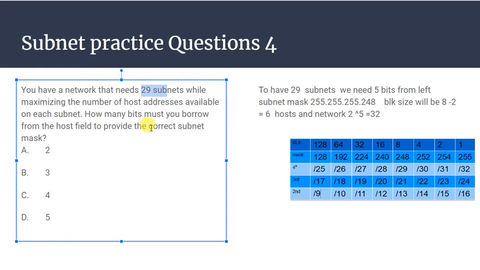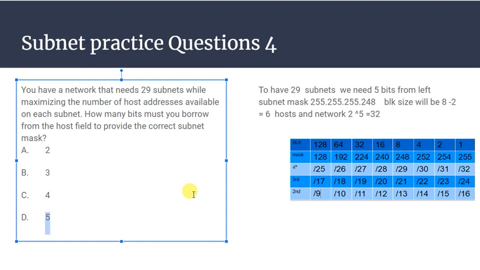Okay, to have 29 subnets we need how many bits? 5 bits. Okay, so if you take the 5 bits from the left, that is 1 2 3 4 5, that is 5 bits. If you take the subnet mask, the block size will come to 8, so 8 minus 2, 6 hosts, and 2 to the power of 5. So how many bits do we need? 5 bits are required. So if you have 5 bits you can have 32 networks, right? Yeah, 32. So the requirement is 29. So we need a minimum of 5 bits, and we will take these 5 bits from the host part.